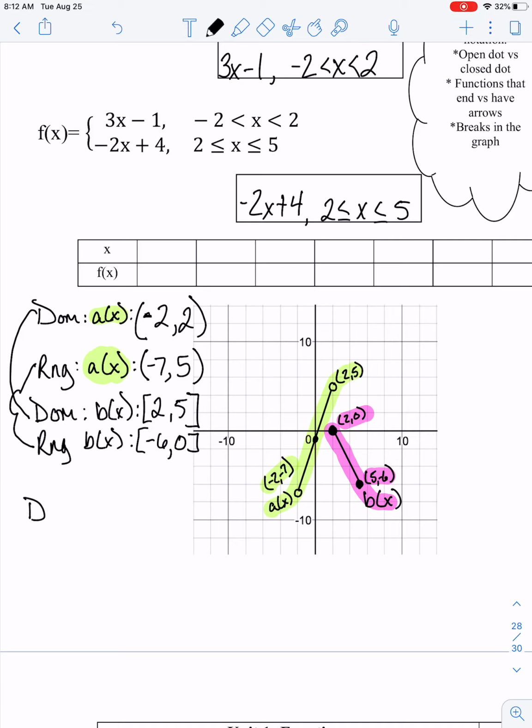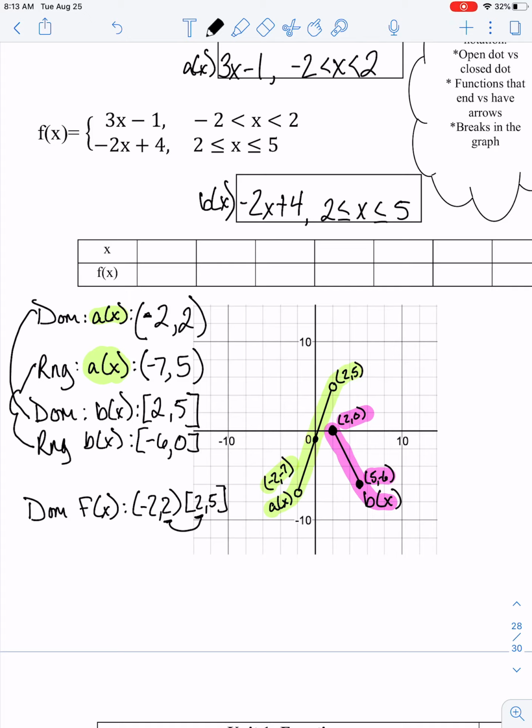Because the domain of f of x is really just functions a of x and b of x put together. So it will be -2 to 2, and then 2 to 5. And we had a similar question like this when we were simplifying interval notation. And remember, because I have a 2 here and a 2 here, they're the same. Because they're the same, they're duplicates.